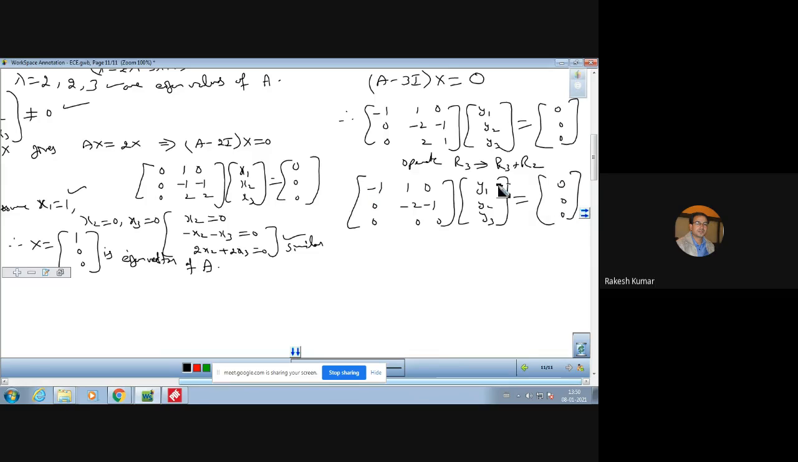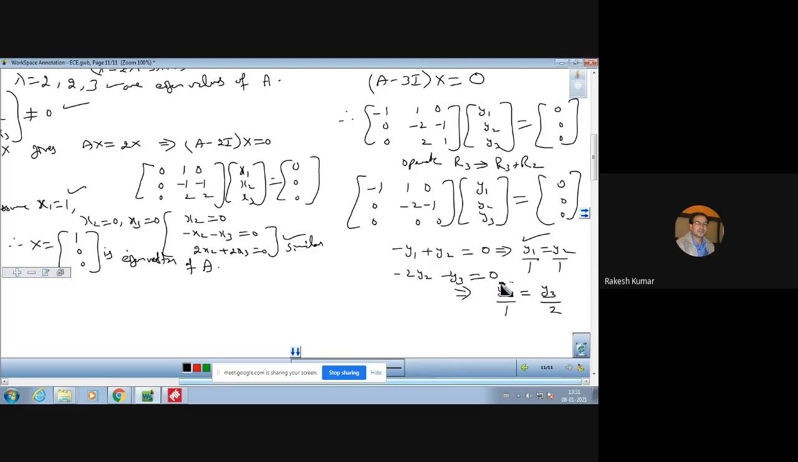Now multiply inside, that is minus y1 plus y2 is 0. And from the second row, you will get minus 2y2 minus y3 is 0. From the first equation, y1 is equal to y2. And from the second equation, y2 is equal to y3 upon 2. This will be upon 1, so this is proportional to 1, and this is proportional to 1.